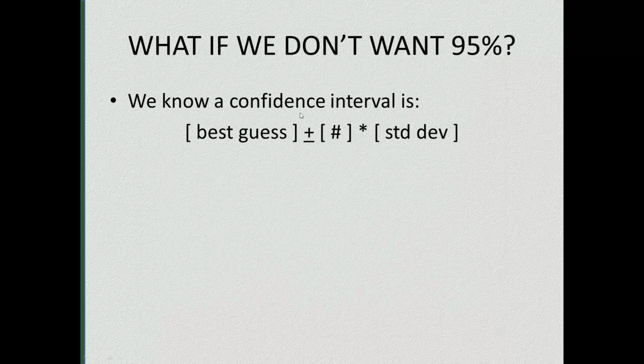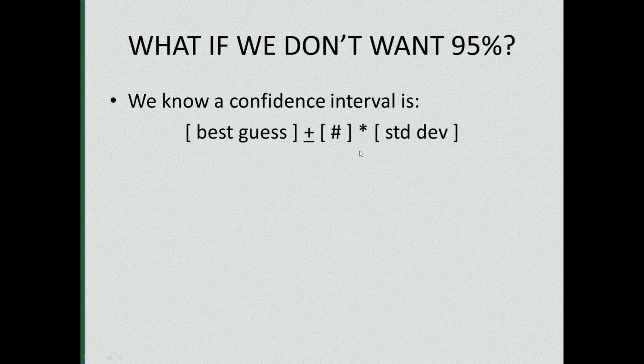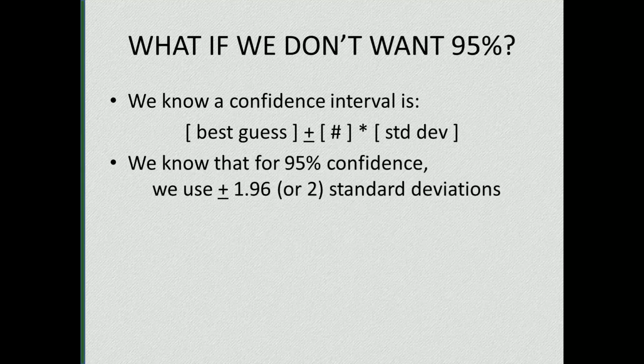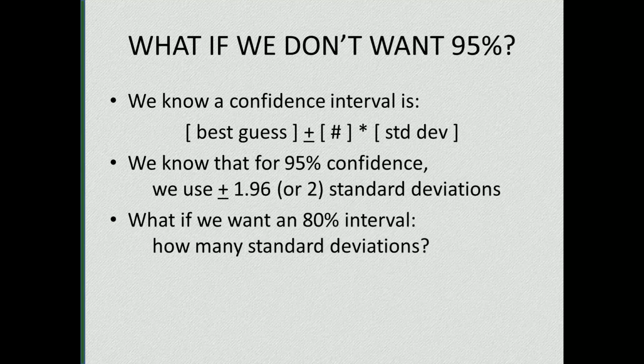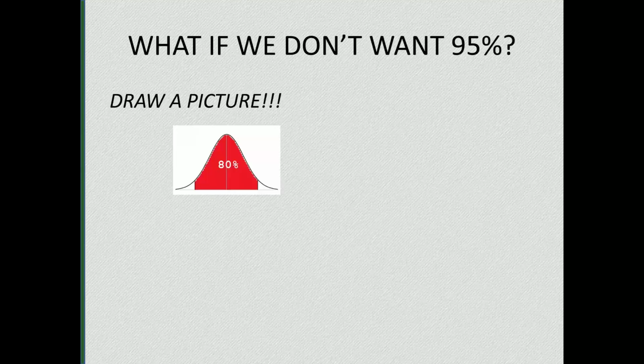Now notice, we know a confidence interval is of the form best guess plus or minus some number of standard deviations. And for 95%, we know we're doing 1.96 or 2 standard deviations. But how many standard deviations do we use for an 80% confidence interval? We will, of course, draw a picture.